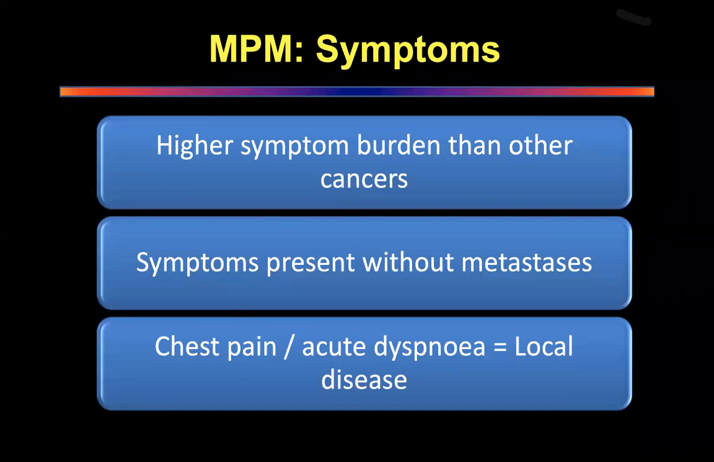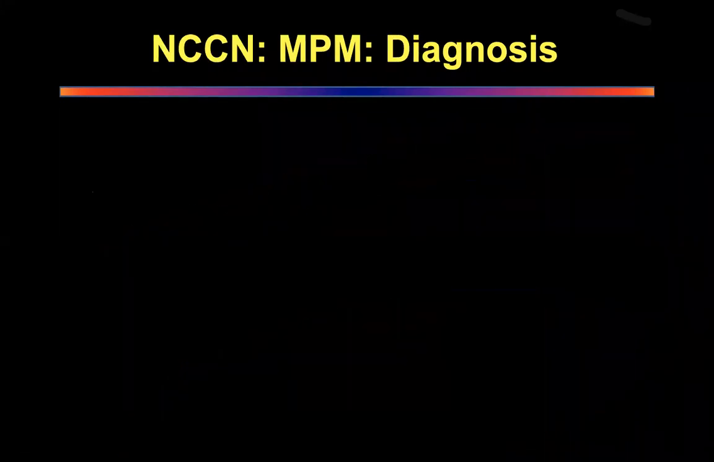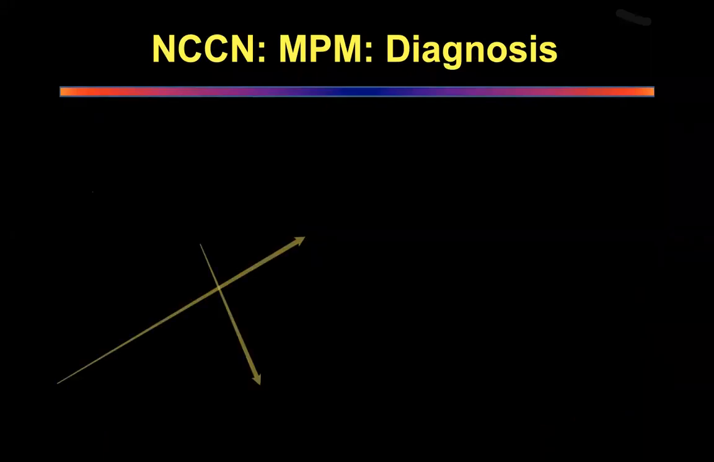So this is one characteristic of mesothelioma, that surprisingly they give you more symptoms when there is local disease and without metastases. How do you diagnose? Now look at NCCN. It's talking quite clearly about diagnosis. So I'm going to just enumerate how they talk about it.